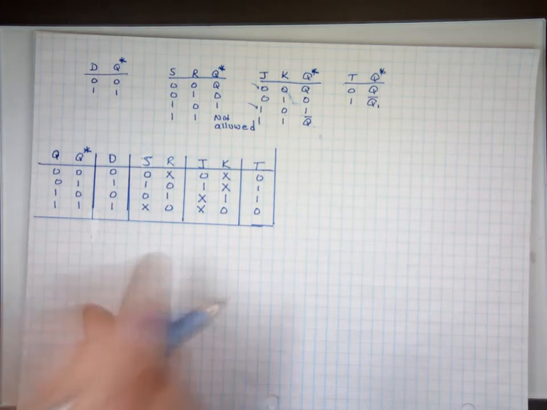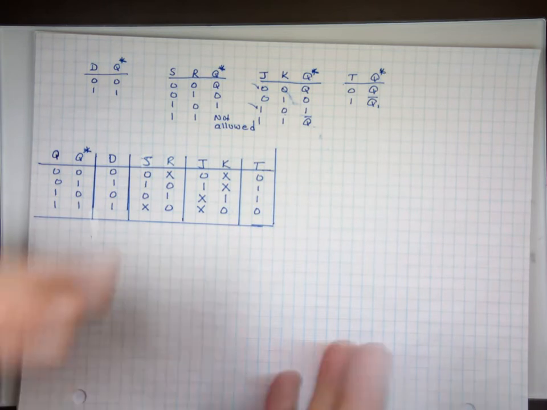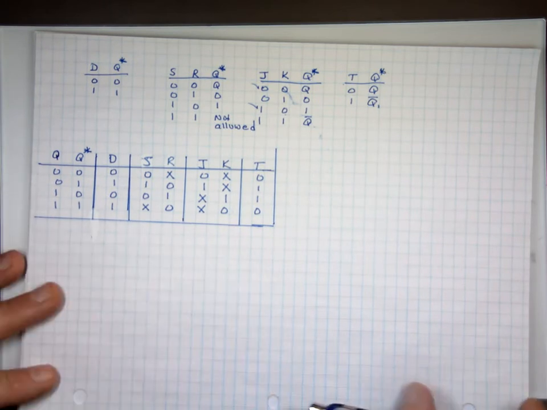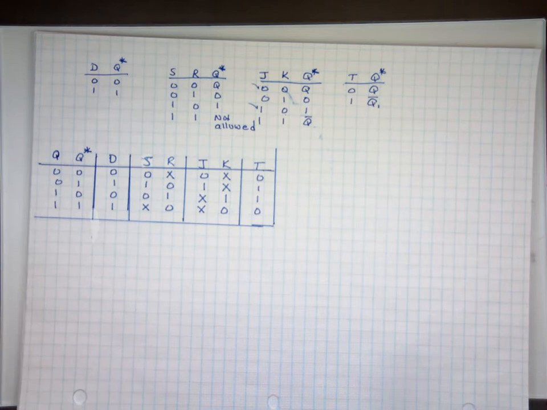It's called the excitation table. So how do we use that in our design? Let's take a state diagram and go through the process from top to bottom.